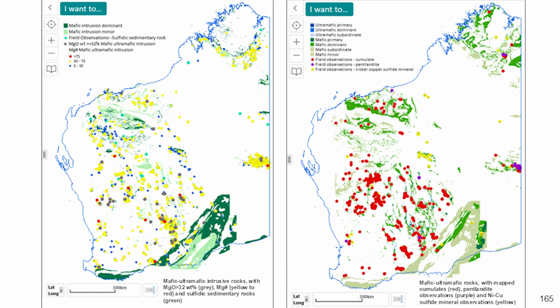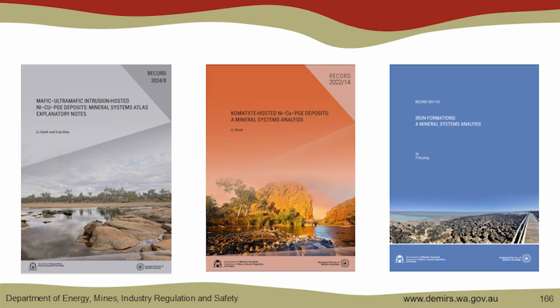And it's not just restricted to this particular system, so if for some reason you're looking for intrusive hosted nickel, but you think that there might be a layer that's relevant from manganese for whatever reason, you can just put it all on. With all this, we aim to put out a GSWA record for everything that we do to help, again, just try and document what we've done and be really transparent.